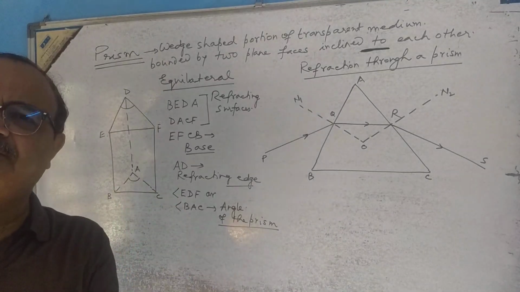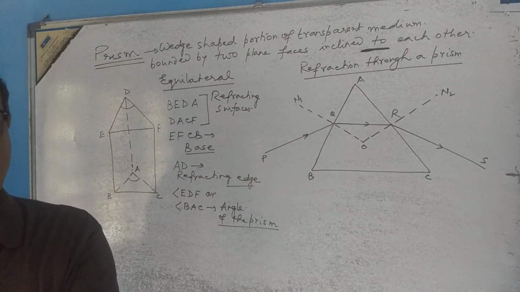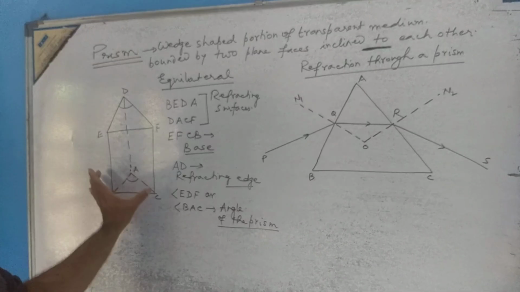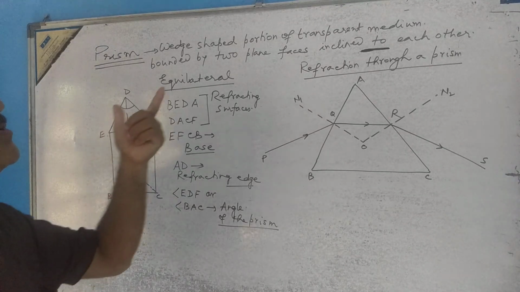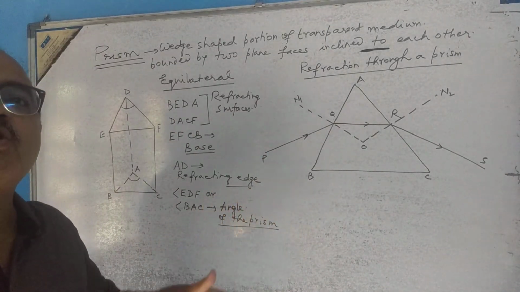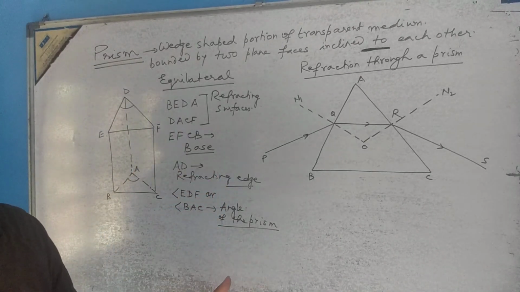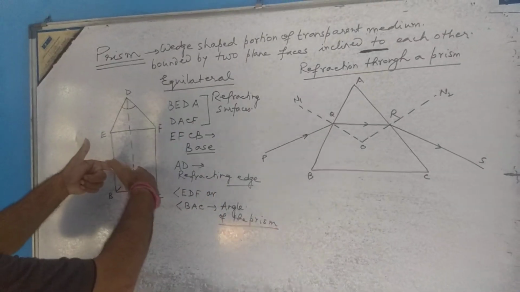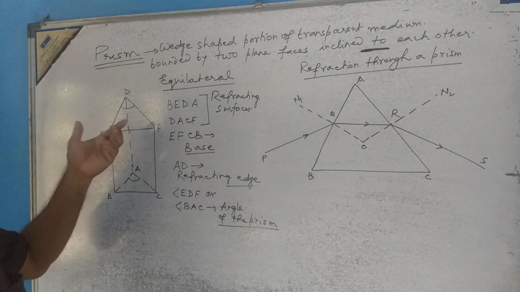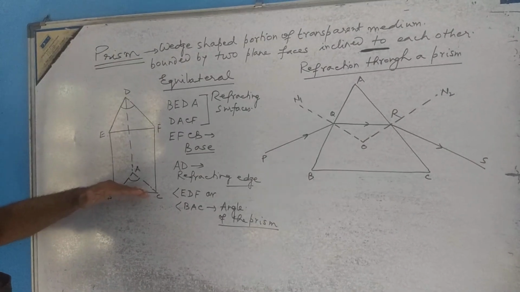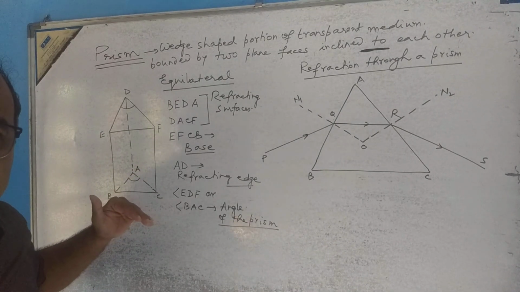You might have seen the prism in your junior classes, or we shall see it in our practical classes. It will look like this. Now, if this prism is placed on a white sheet of paper, this is the base. One top surface and another bottom surface, each is an equilateral triangle, right?